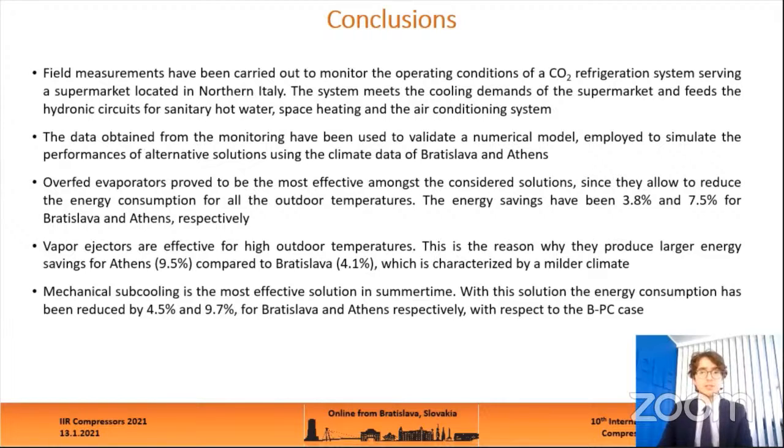Vapor ejectors are effective for high outdoor temperatures, and so they produce larger energy savings for Athens, 9.5%, compared to Bratislava, 4.1%, characterized by a milder climate. Mechanical subcooling is the most effective solution in summertime and allows a reduction in the energy consumption of 4.5% and 9.7% for Bratislava and Athens respectively.